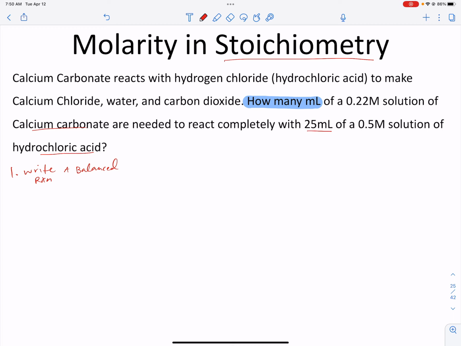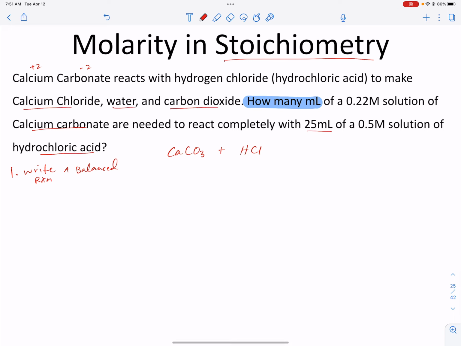Okay, so calcium carbonate: calcium, and then carbonate is CO3. Calcium is a +2 cation, carbonate is a -2 anion, so we just need one of each, CaCO3. Then it says reacts with hydrogen chloride, which is just HCl, hydrochloric acid. To make, so now here are my products.